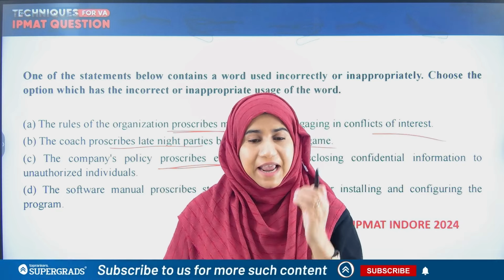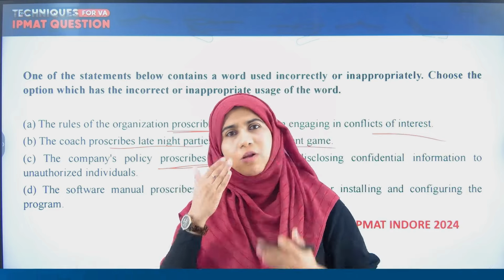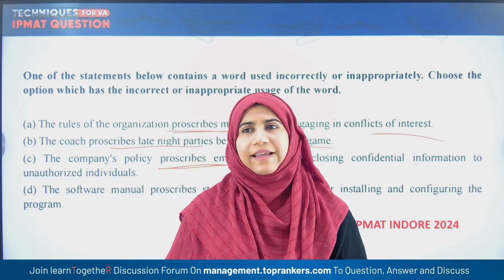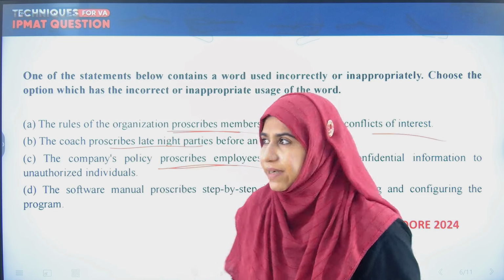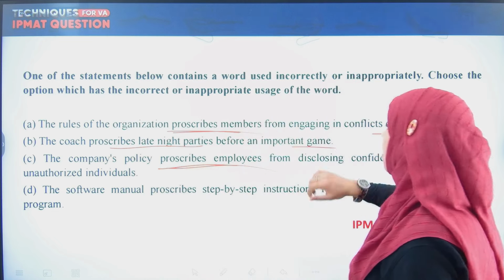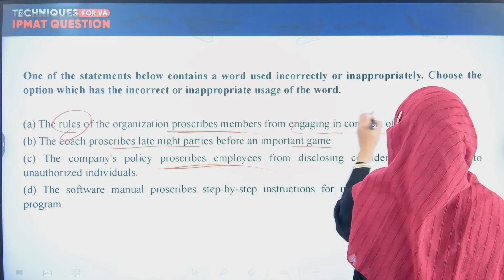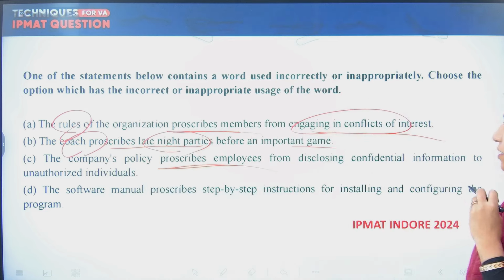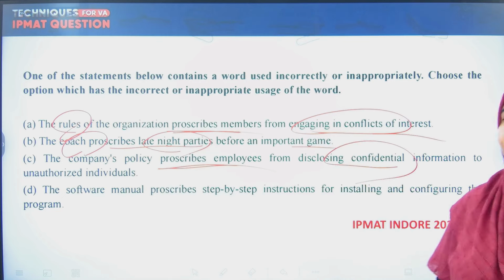तीनों sentences में एक commonality हो रही है. And what is that? All three of them are using this word proscribe, which suggests that it means something like forbidding. ठीक है, किसी को फॉरबिड करना या प्रोहिबिट करना, रोक रहे हैं ये इसको, है ना? ऑर्गेनाइजेशन रूल्स जो है वो आपको रोकते हैं कि भैया यू डोंट एंगेज इन कॉन्फ्लिक्ट. कोच भी आपको स्टॉप कर रहा है फ्रॉम अटेंडिंग लेट नाइट पार्टीज. Company's policy is also stopping you, prohibiting you, forbidding you from disclosing confidential information.